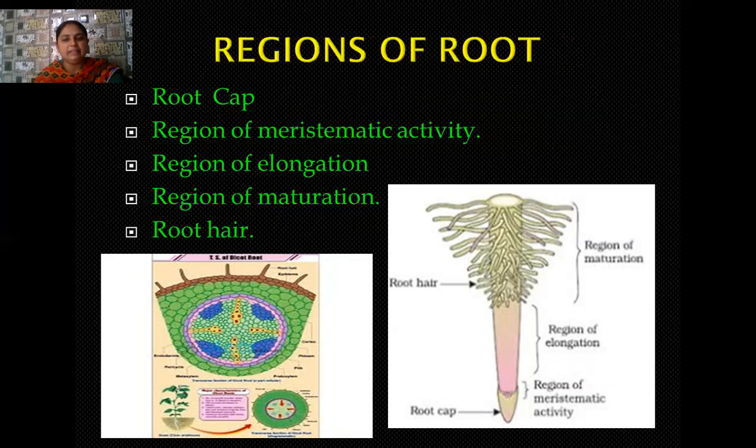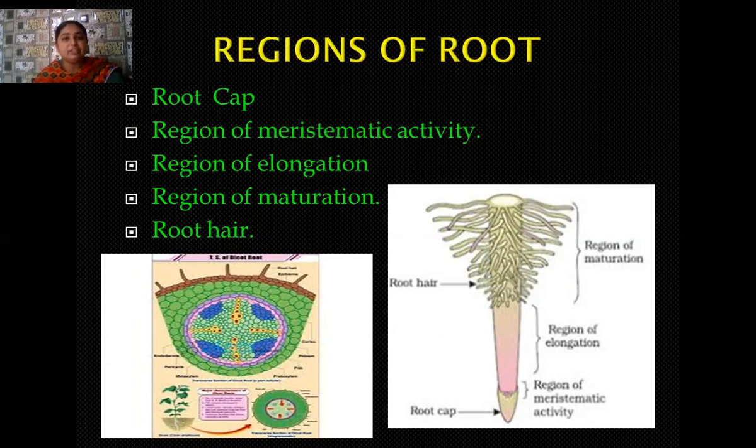The first region that is present at the root is the root cap. The root is covered at its apex by a thimble-like structure, and this thimble-like structure is known as the root cap. Here in the diagram, the root cap is visible to you. This root cap protects the tender root, and it also allows the roots to move through the soil without any problem. The root can easily pass through the cracks of the soil with the help of this root cap.